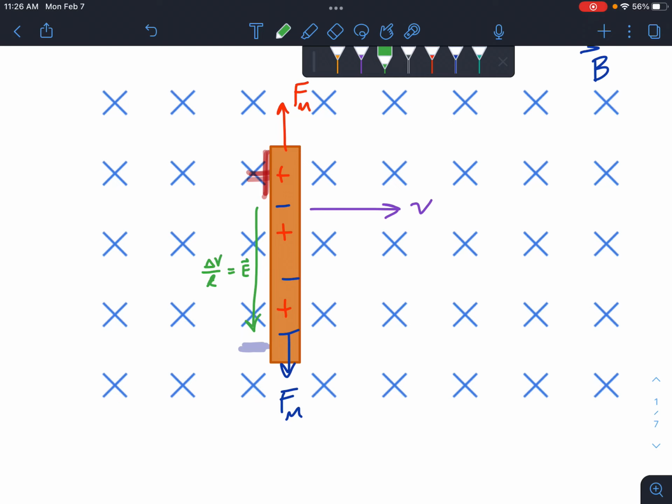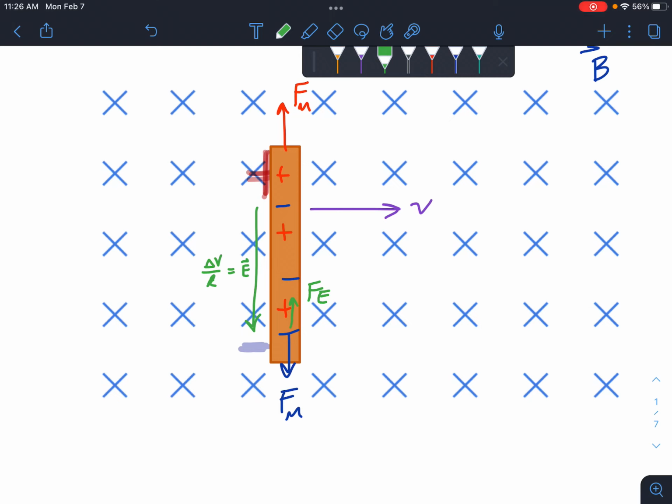That electric field is going to apply a force that is going to be upward on the electrons. There's an electric field between those two charges. It's like between two parallel plates or between a positive and negative charge. There's an electric field that gets generated upward, or electric force that gets generated upward because of the separated charges.